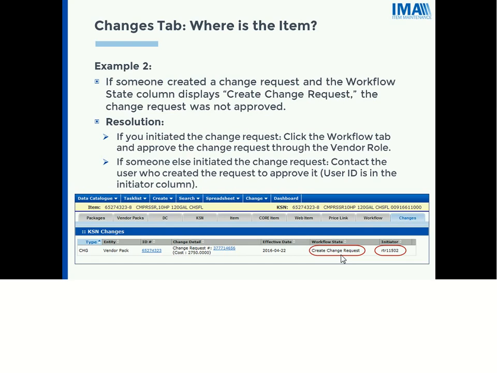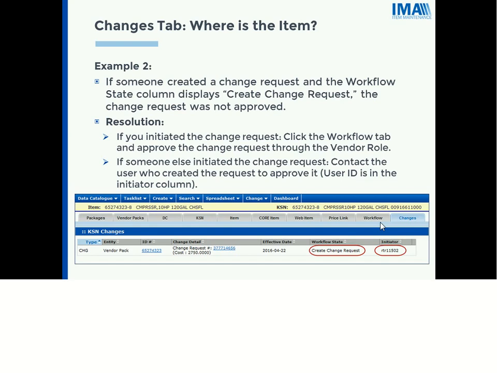They will create the change request, and in their mind, they think that they approved it, but really they just forgot that one step of approving it. So if it says Create Change Request, and you are the one who created this change request, your ID would be located here under Initiator. And then you can just go to the Workflow tab and approve. Or if you did it on a grid and it's still out there on a grid, you can go to the grid history to locate that grid and approve.